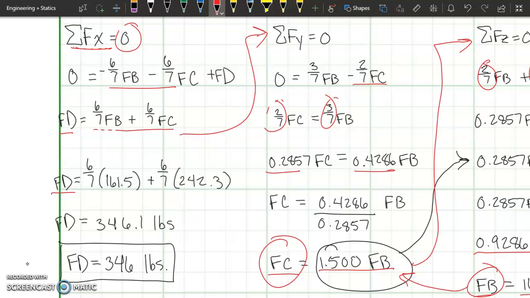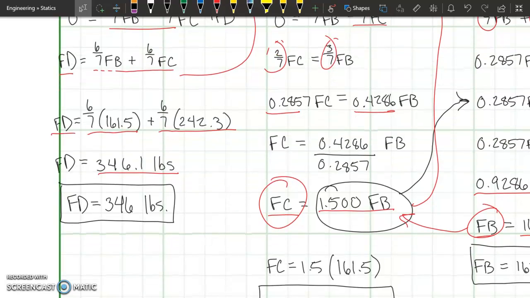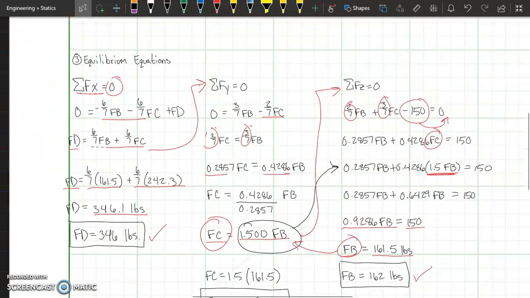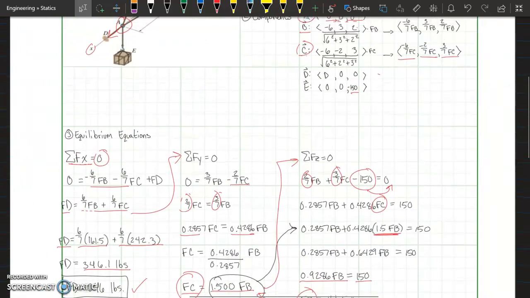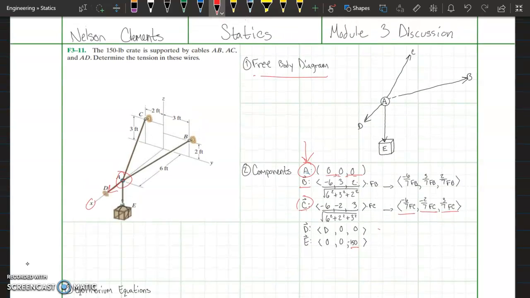Substituting in for the equation above, we'll get 6 over 7 times 161.5 plus 6 over 7 times 242.3. This gives us FD is equal to 346.1 pounds, or when rounded, FD is equal to 346 pounds. That solves the equilibrium equations and gives us the tension in each of these cables above.